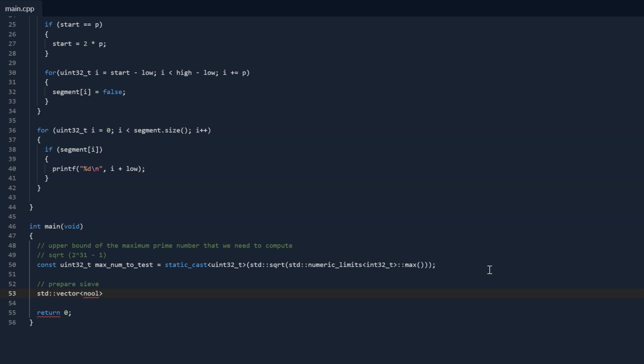So we need to prepare our sieve, the initial prime number sieve. We take this Boolean array of numbers, set all of them true. Then we take a vector of primes. This is where we will filter our primes into, and also reserve some memory for it.